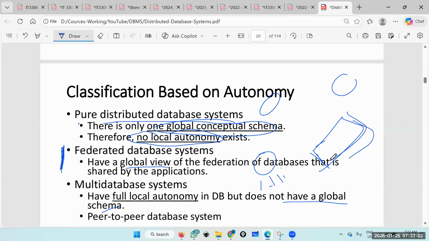But at the same time, there's a bit of local autonomy as well. That is called federated. Federated is something like federalism, a bit of both.